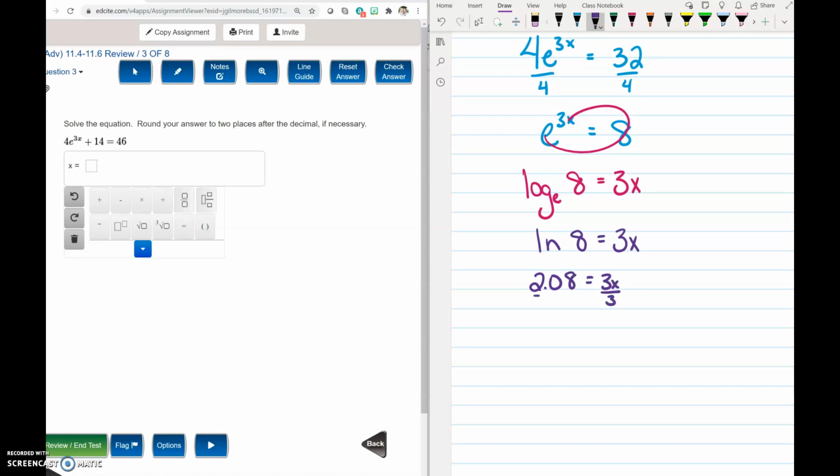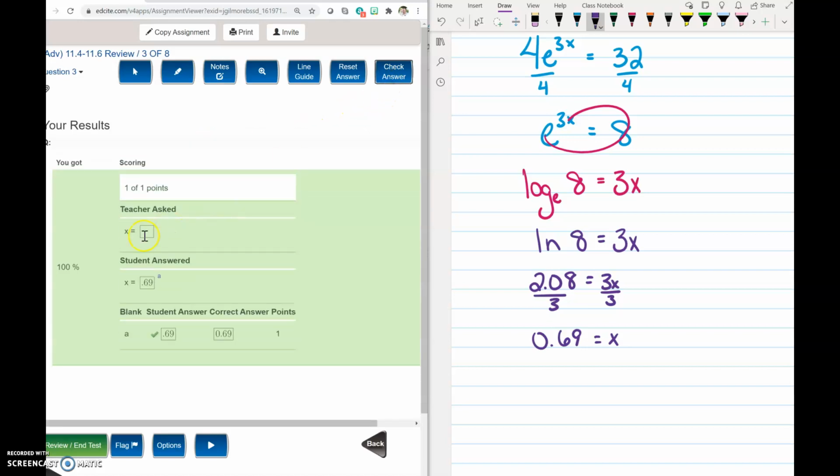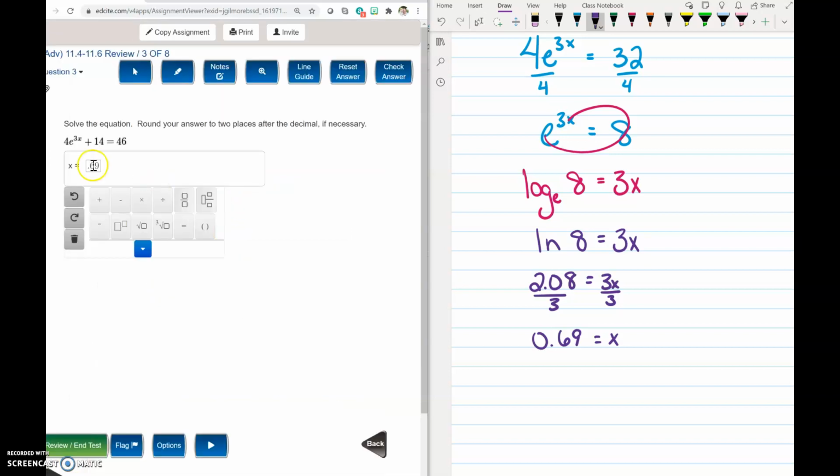And then divide both sides by 3. To finish this off, our answer is 0.693, but it says to 2 decimal places, so 0.69. Now this will accept, because it's a number field, it will accept 0.69, or if you just type in .69, it will count that as correct as well. So whichever version of that you prefer to use, it will count that as correct.